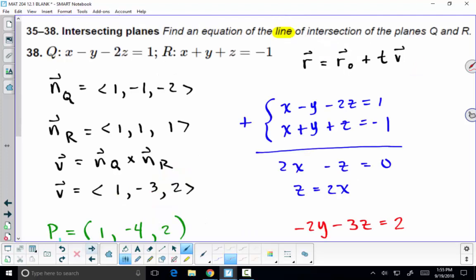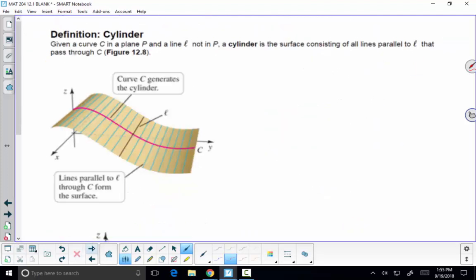All right, so let's define a cylinder, since you guys don't know what a cylinder is. You don't? Nope, I don't think so. Most people that come into Calc 3 think they know what a cylinder is, and then they see this definition, and you say, oh no. It's an unrolled. Yeah, exactly.